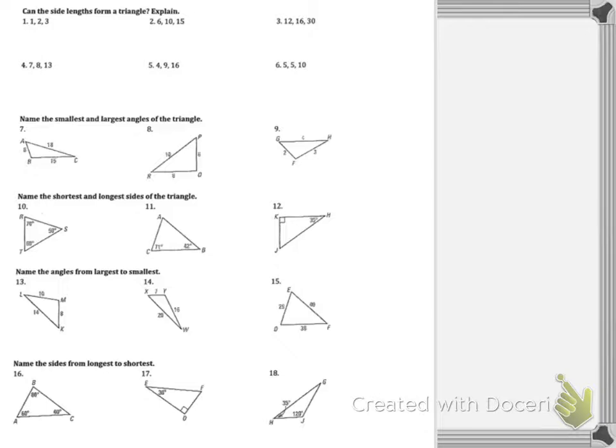So this is worksheet number 14 for chapter 4. And then the first part says, can the side lengths form a triangle? And then explain. So for number 1, we want to see that any two side lengths add together to be greater than the third.